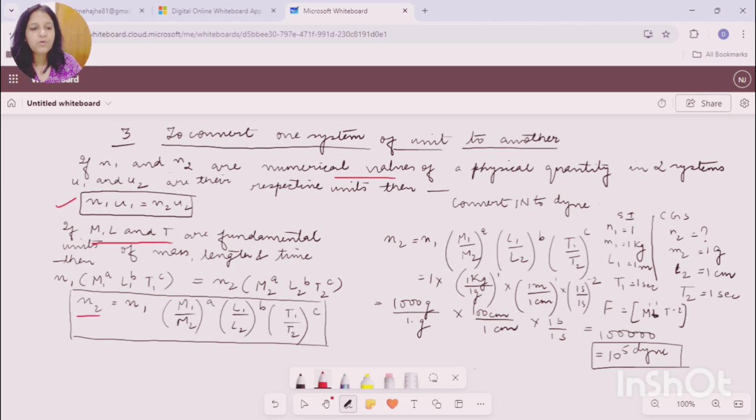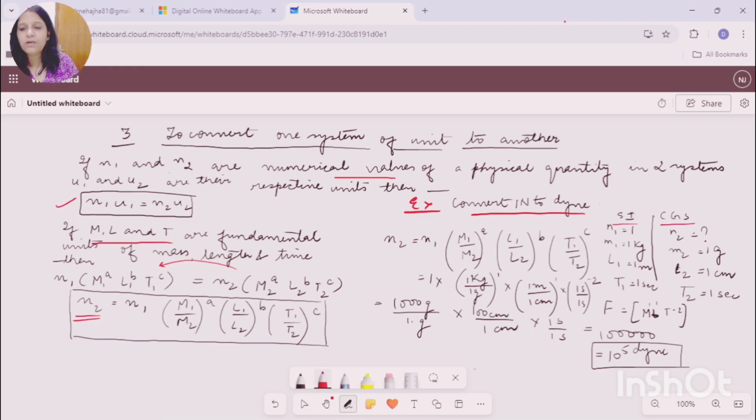So n2, how to find the value of n2? Transpose, when you transpose these values on the other side, तो ये क्या बन जाएगा? m1 by m2 raised to the power a, l1 by l2 raised to the power b, and t1 by t2 raised to the power c. Now let's quickly see an example that how to do it. Convert 1 Newton to dyne. Dyne में हमें convert करना है. Newton is the SI unit, whereas dyne is the CGS unit.